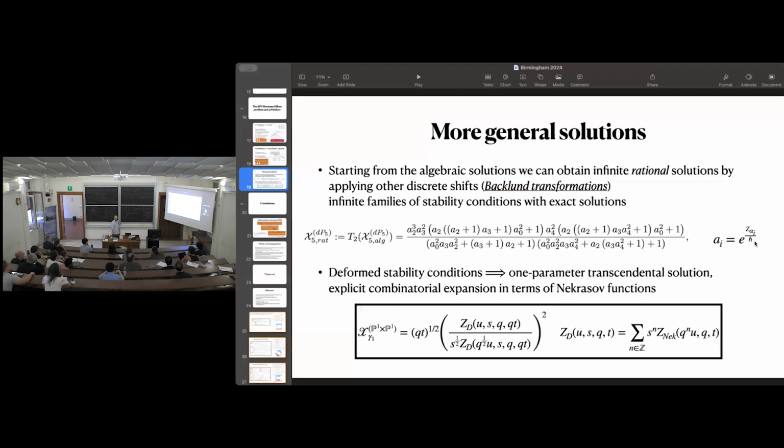But it will be a rational function of these exponentials in a very non-trivial way. So this gives you an infinite number of exact solutions to this Riemann-Hilbert problem. And when you deform it, the solution will be given by ratios of dual Nekrasov partition functions. This is something called the Kiev formula.